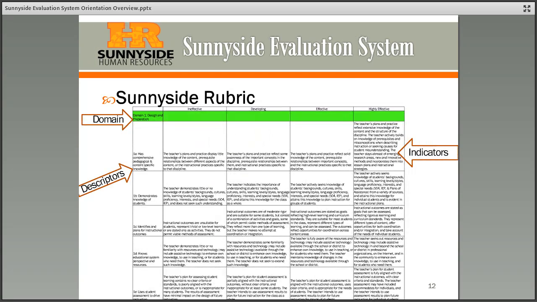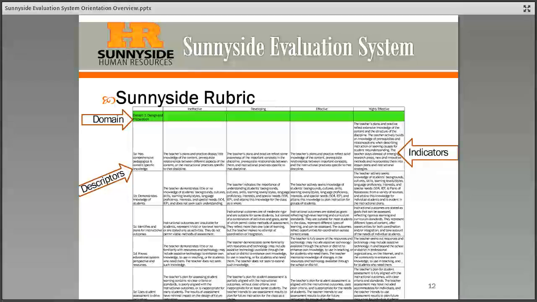The rubric is color-coded to allow you to see which domain you're looking at. Domain 1 is design and preparation and is highlighted in green. Domain 2 is titled Classroom Culture and Structure and is blue. Domain 3 is titled Instruction and is orange. And Domain 4 is titled Professional Responsibility and Contributions and is colored yellow.